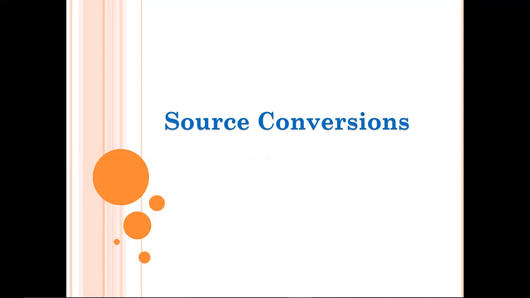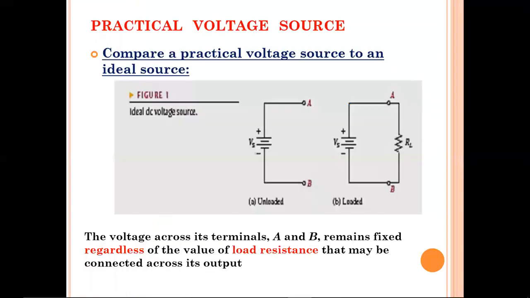Source conversion is possible only for non-ideal sources, or practical sources, meaning practical voltage sources or practical current sources. As you already know what ideal voltage and ideal current sources are, let me have a look at them again in this slide. You already observed this slide in the previous session; please observe it here also.